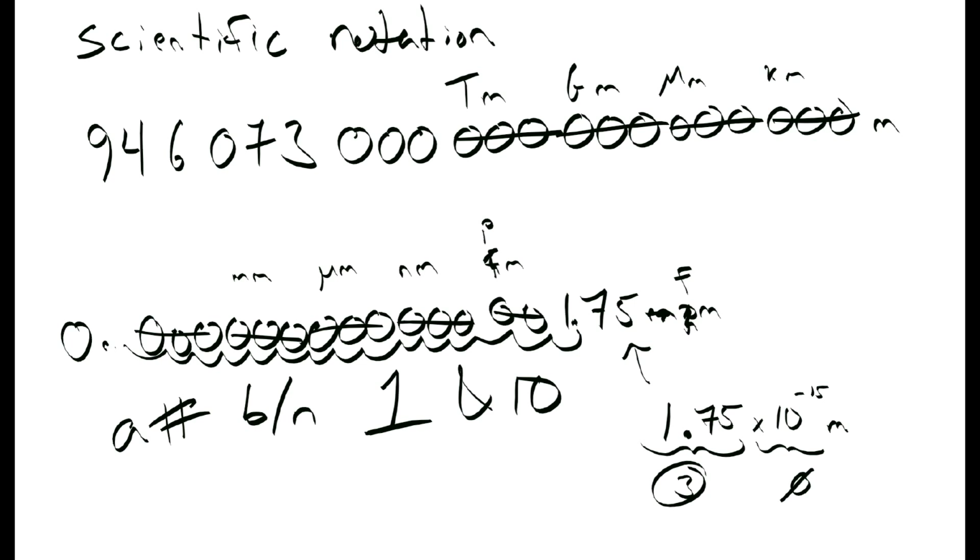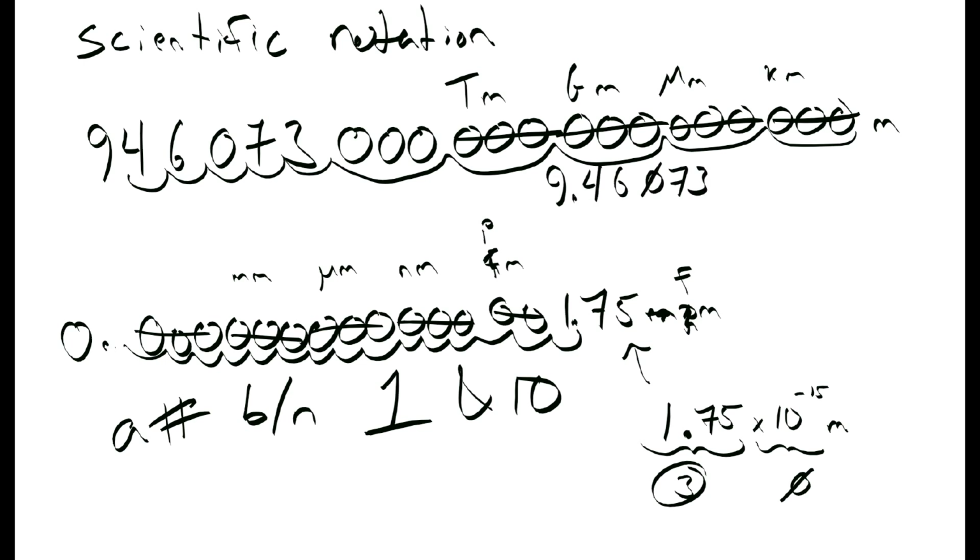Similarly, up here for the galaxy, 1, 2, 3, 4, 5, 6, 7, 8, 9, 10, 11, 12, 13, 14, 15, 16, 17, 18, 19, 20. That's 9.4607 3 times 10 to the 20th meters. Once again, we have secured all of the actual information, these six significant figures, and we have eliminated all of the zeros. And the 10 to the 20th tells us that this is a very, very big number. It just tells us how many places the decimal place has moved.